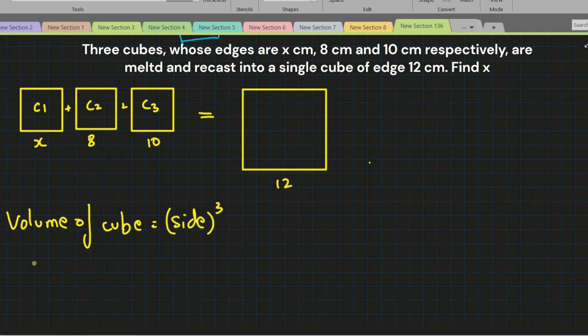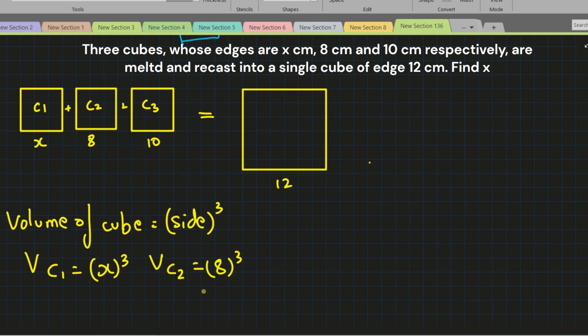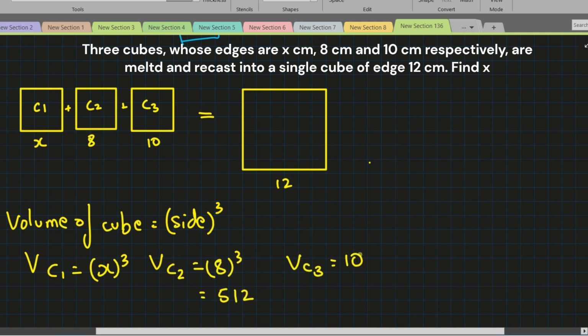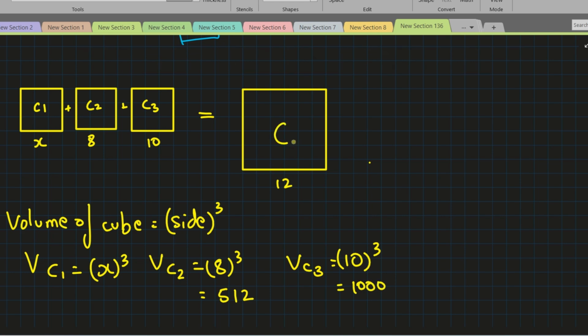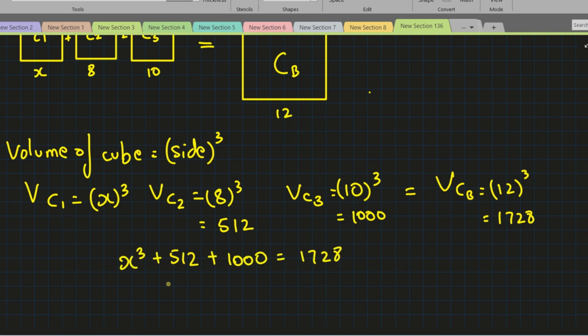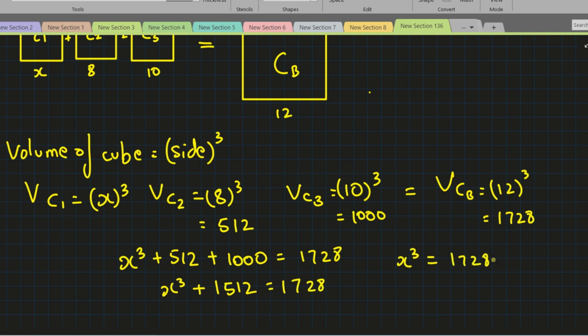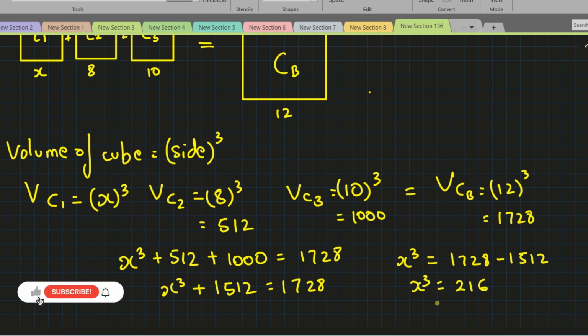So let's say volume of cube 1 will be x cube, volume of cube 2 will be 8 cube, which is 512, volume of cube 3 will be 1000, and volume of the larger cube will be 12 the whole cube, which is 1728. We add all of them and equate with 1728. So x cube plus 512 plus 1000 is equal to 1728. We get x cube is equal to 1728 minus 1512, which is equal to 216.